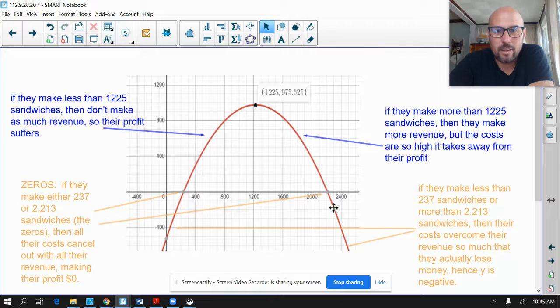So these X values over here, you're just making so many sandwiches, it's just way too costly and it's ruining all of your profits. And these X values, producing the negative Y values, you're making too few sandwiches. So you're not bringing in enough revenue and your costs are still burying you. So again, that vertex is just perfect. If you could just make exactly 1,225 sandwiches per week, you will have an excellent business, maximize profit every single week.